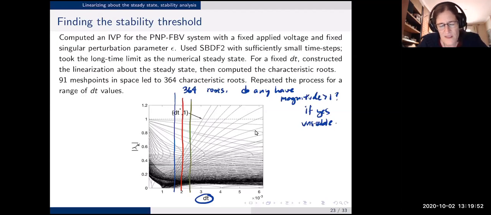And for these three lines that I've drawn, all of them have magnitude less than 1. So for all three of those lines, the steady state is asymptotically stable. But then you see that at one value, dt star, I now have a characteristic root which has magnitude 1. And this tells me that the steady state is unstable if dt is greater than dt star.